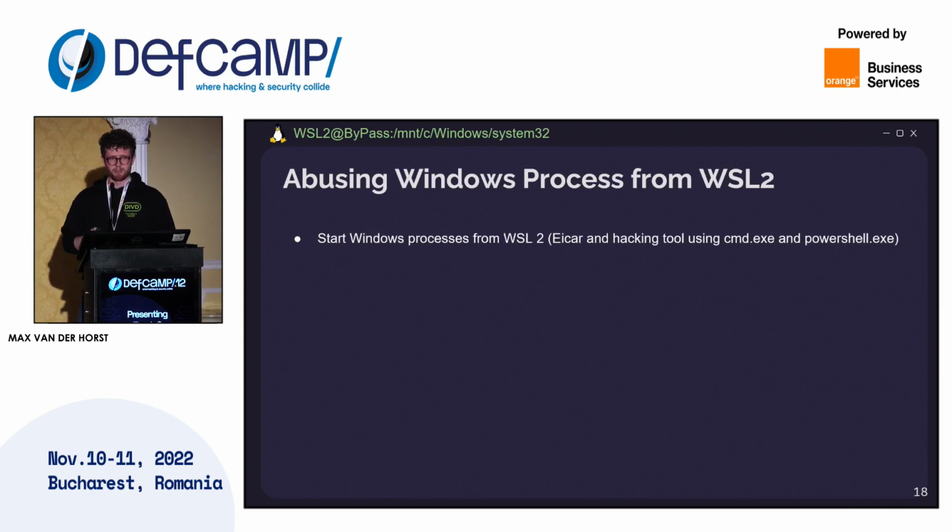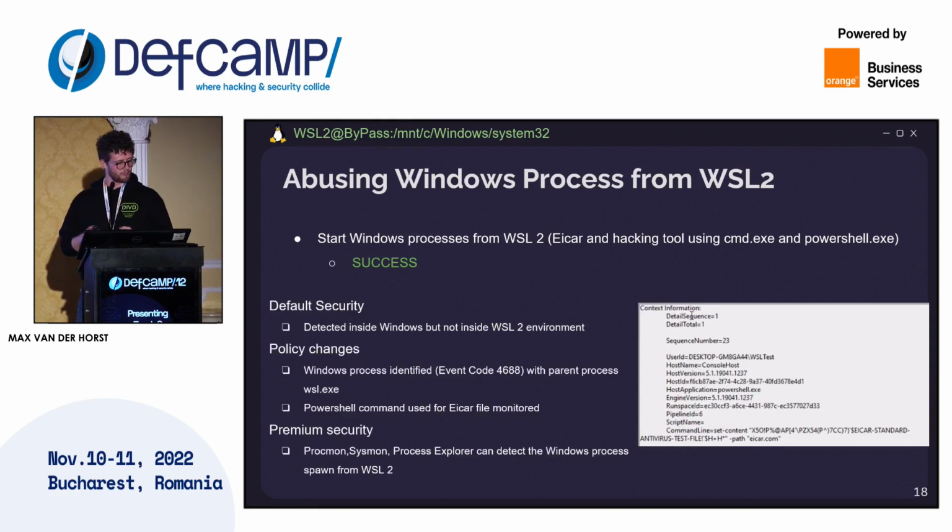So, building on top of that, we wanted to see to what extent we actually could use malware and hacking tools inside WSL without Windows detecting this. We could, spoiler alert, but under default security, it was detected inside Windows but not inside WSL. So this meant that we could download malware. For example, we used the EICAR binary. We could download this to WSL and it would not be detected, but only if we started executing this inside Windows, it would be detected. Under policy changes, Windows did log the specific events, and the Sysinternals suite could see what was happening. But potentially this is interesting because as long as the malware is Linux-based, you can run this without any issues.